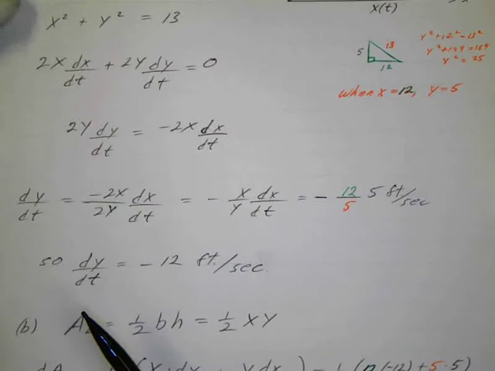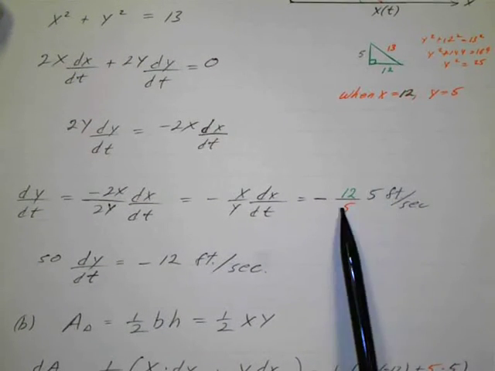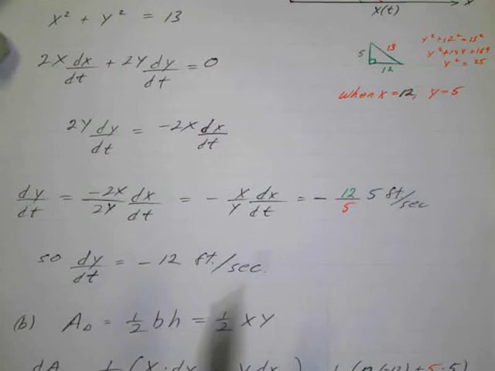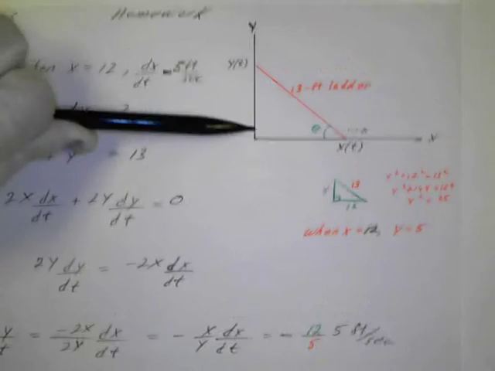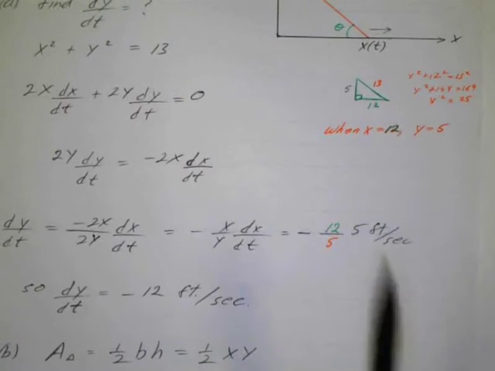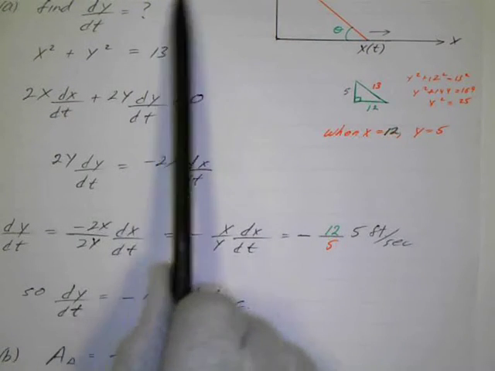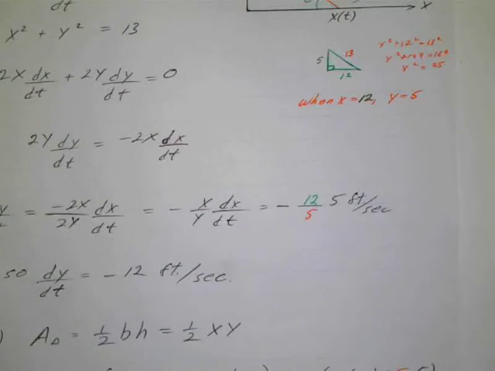Okay, so I can just put this in. So negative x over y is negative 12 over 5, times 5. 5 over 5 is 1. So dy/dt is just negative 12 feet per second. So the negative means it's going down. Okay, that's why it's negative. The top is sliding down, so it's negative. And the bottom is moving in the positive direction, so that's why this dx/dt is positive.